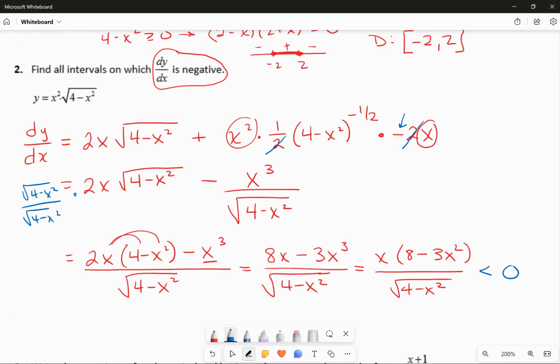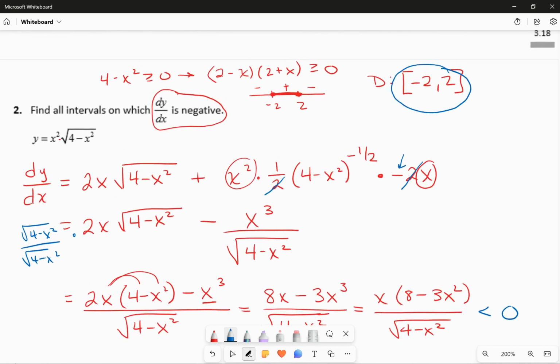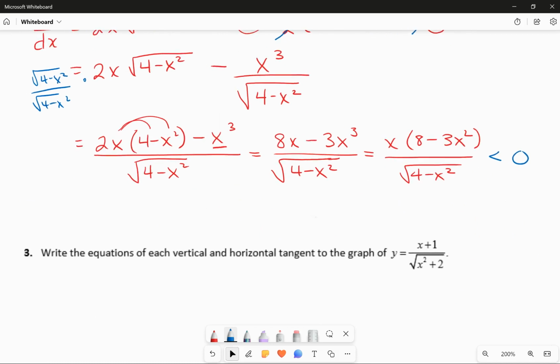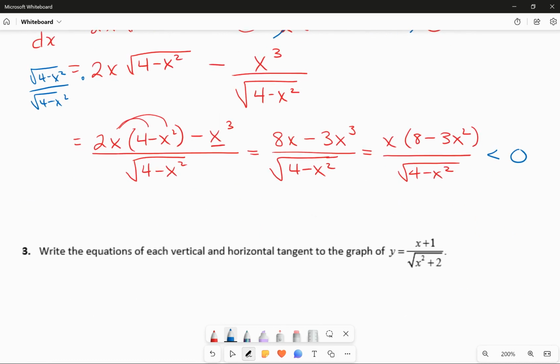Now, we already considered our domain. Remember, our domain of our original function is only looking at values between -2 and 2. And this would hold true for our derivative as well, because only values between -2 and 2 are going to be valid, because our denominator also has that square root. Notice that the domain for our derivative, though, would not include -2 and 2, because that would cause the denominator to equal 0 and therefore be undefined.